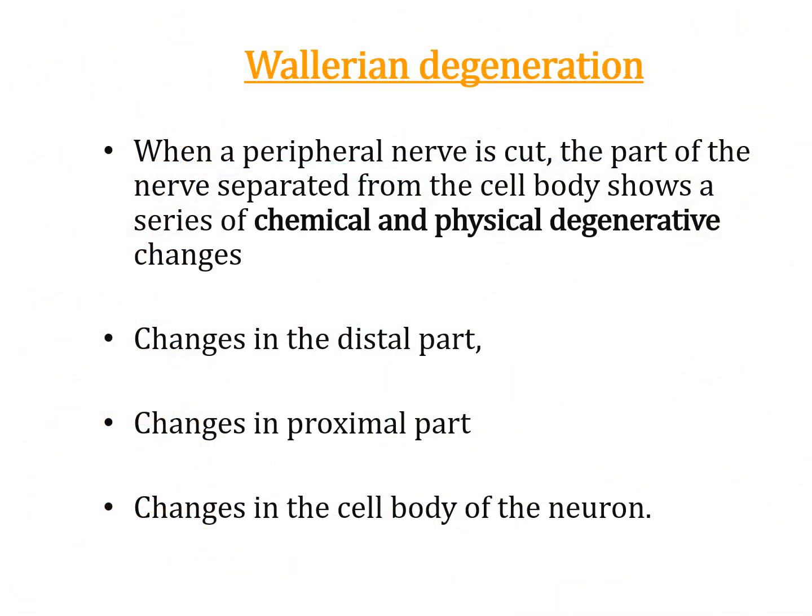So Wallerian degeneration, you can use it for notes. When a peripheral nerve is cut, the part of the nerve separated from the cell body shows a series of chemical and physical degenerative changes. So changes in the distal part, changes in the proximal part, and changes in the cell body of the neuron. So Wallerian degeneration is an important short note.